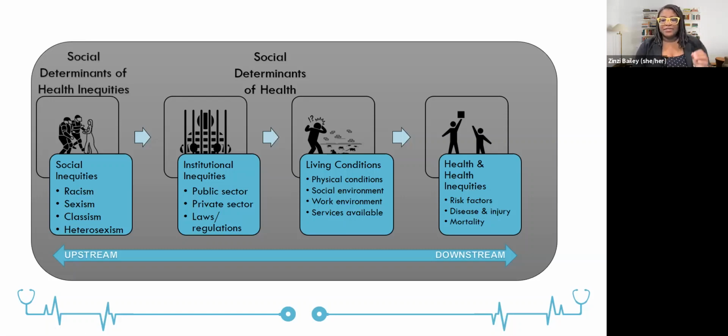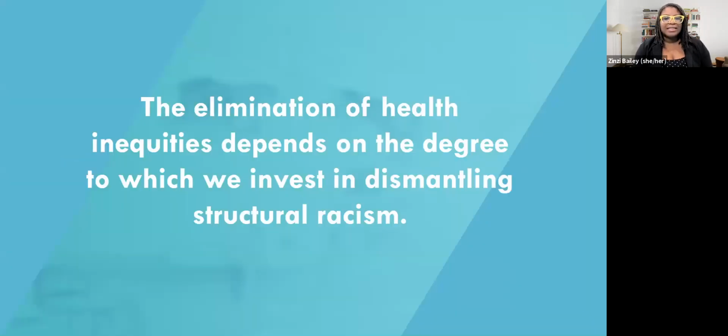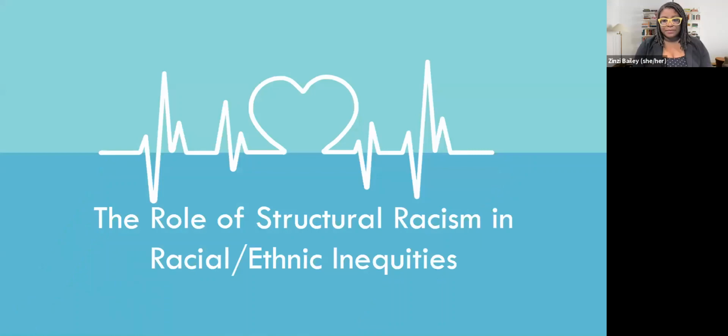This will put us at a disadvantage when trying to eliminate racial and ethnic inequities in health, or as we are discussing here, cancer care. More specifically, we cannot begin to talk about racial and ethnic disparities in quality and access to care without talking about structural racism, because it is at the root of these inequities and drives the distribution of related social determinants of health. Furthermore, the elimination of health inequities depends on the degree to which we invest in dismantling structural racism.